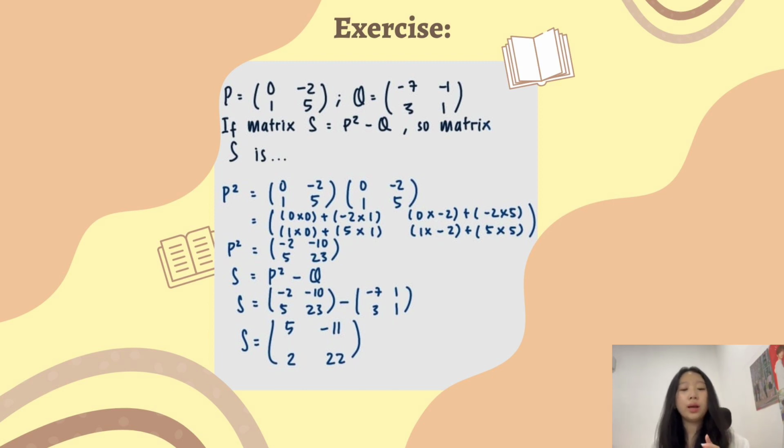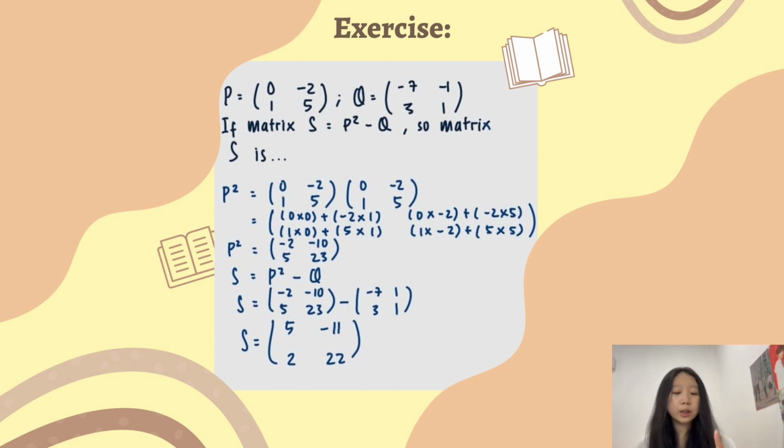For the P power of 2, we have to multiply, which was 0 times 0 plus -2 times 1. Then for the next one, it was 0 times 2 plus -2 times 5. And for the next one is 1 times 0 plus 5 times 1. Then for the last one, it was 1 times -2 plus 5 times 5, which remains for the P power of 2. It was -2, -10, 5, and 23.